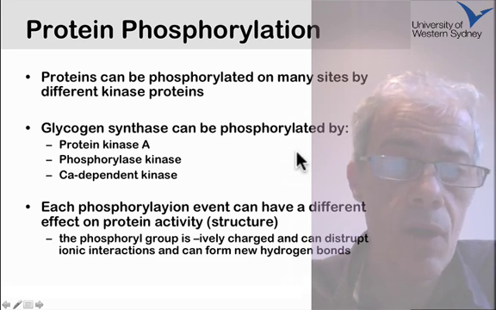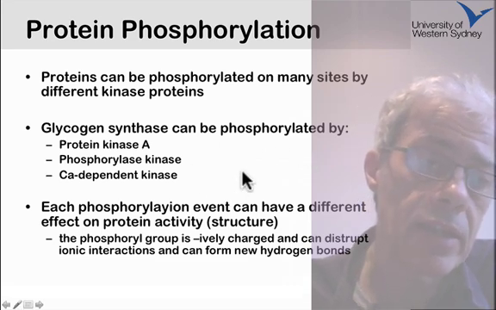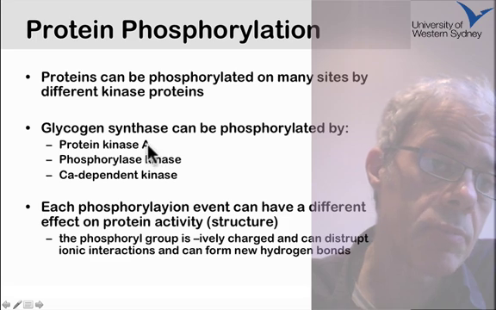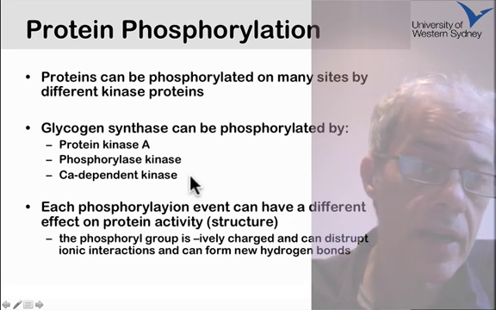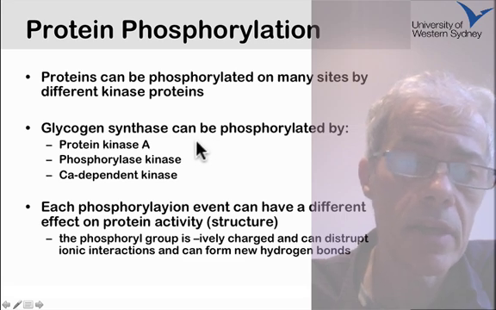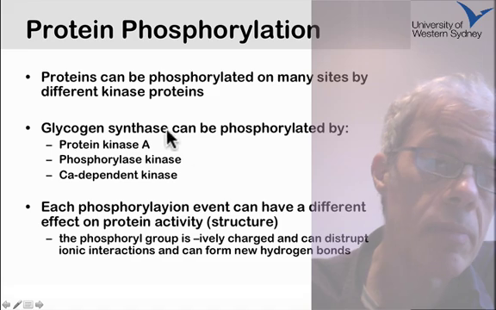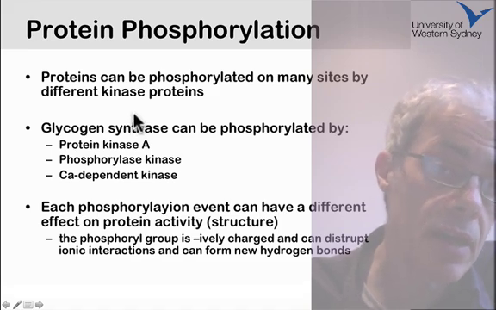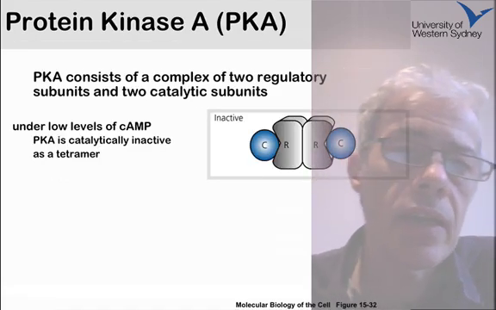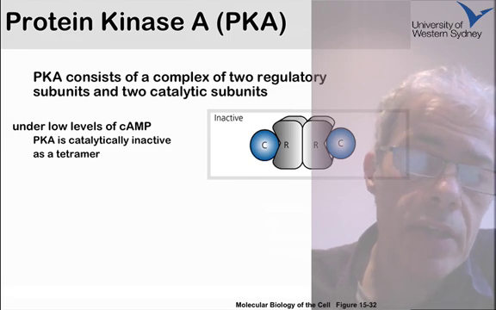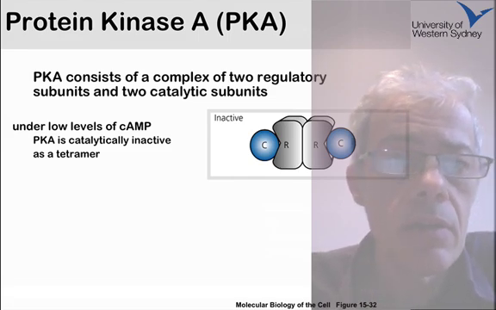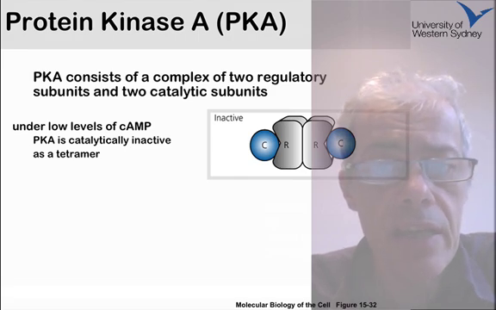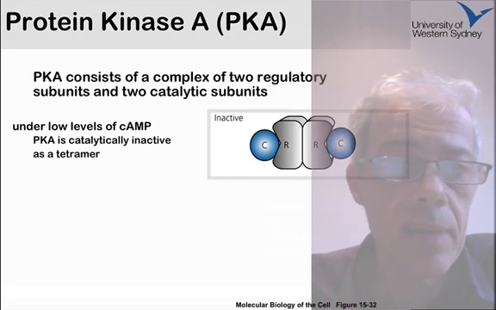Some examples of different kinase activities in the cell could be things like protein kinase A, phosphorylase kinase, and some calcium-dependent kinases. Now, in this example here, each of these three different kinases can all target the same protein, which is glycogen synthase. So given that kinases are important activities within cells, then it's good to have a look at one of these kinases in a bit more detail. So protein kinase A is a good textbook example.